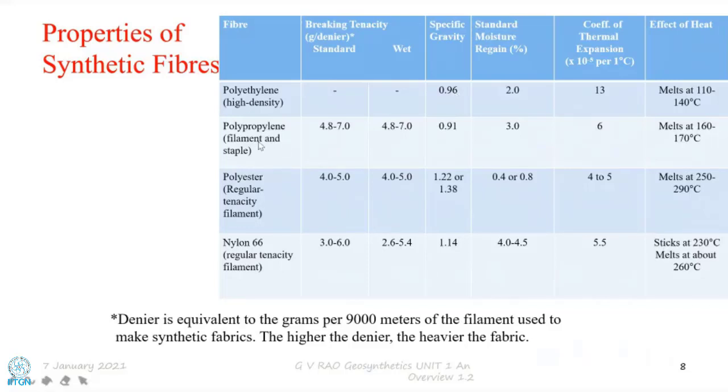PP, polypropylene, has a specific gravity of 0.91. Polyester, on the other hand, has a specific gravity of 1.22 or 1.3, depending upon what we are going to look at. And of course, nylon, that is the PA, has 1.14. Now, how does it make any difference to us?